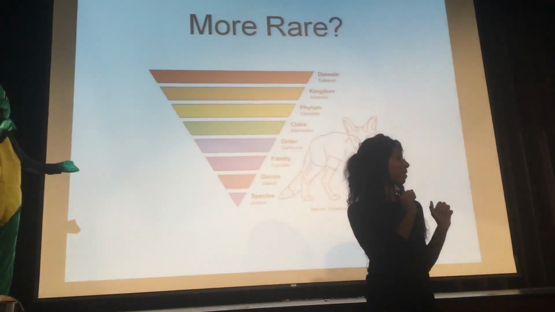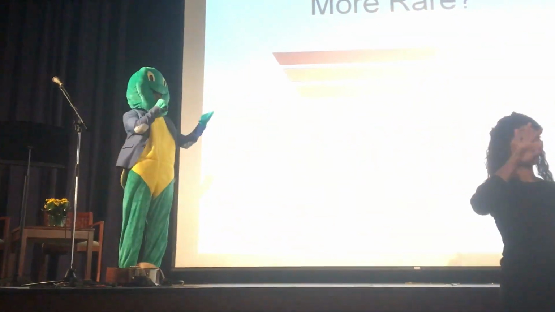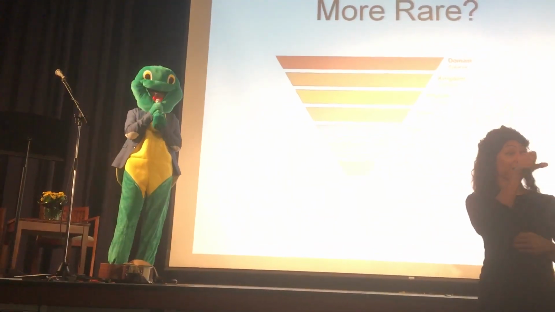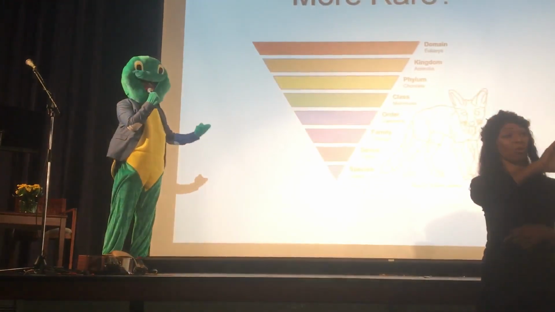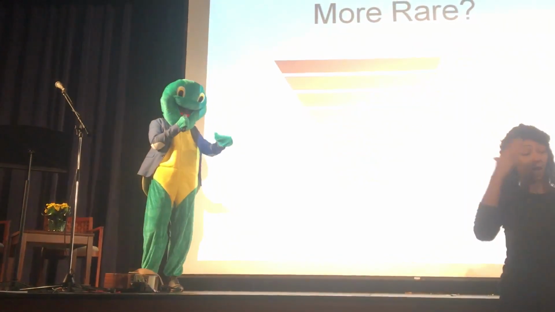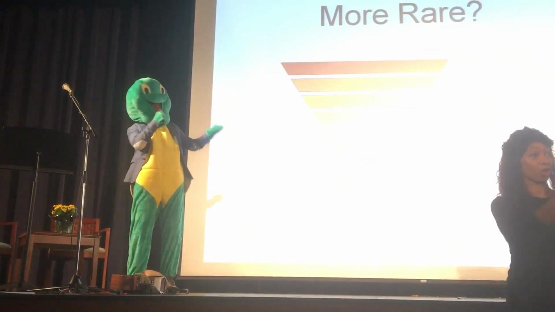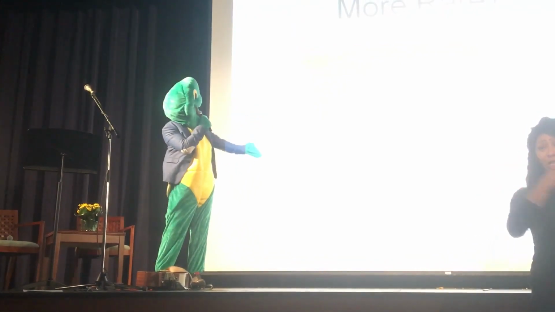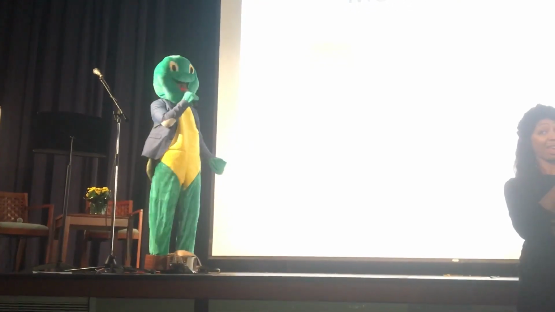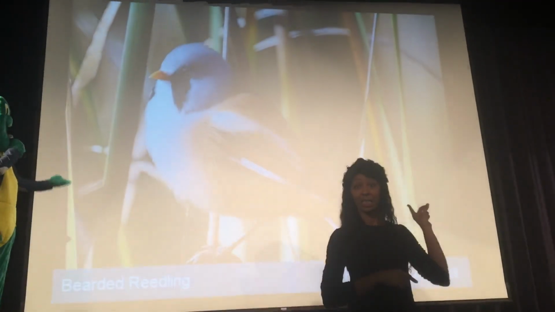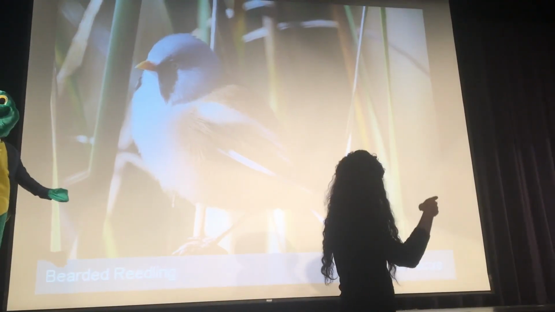But could you have a family that only has one genus, that only has one species? Now we're starting to get pretty rare here. So all of these categories exist so that we can categorize these organisms as we move up this chart here. It's getting weirder and weirder to see that there's only one species in a single taxon. And this does indeed happen. Next slide, please. The bearded reedling, Panurus biarmicus. It's a bird.